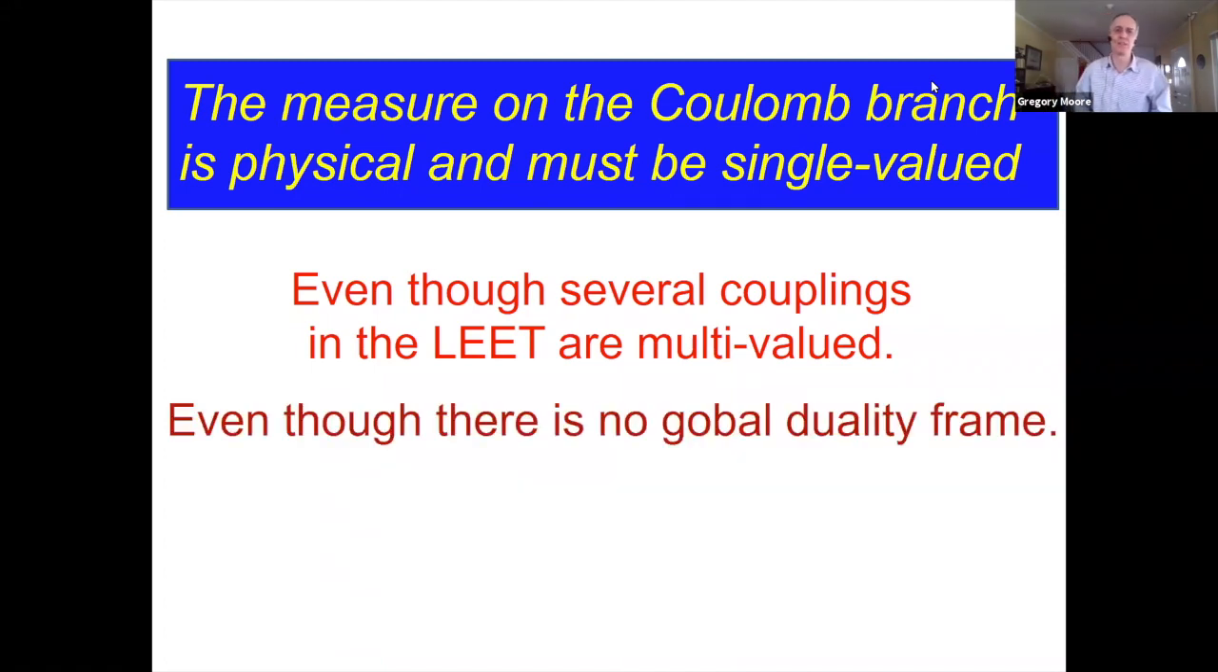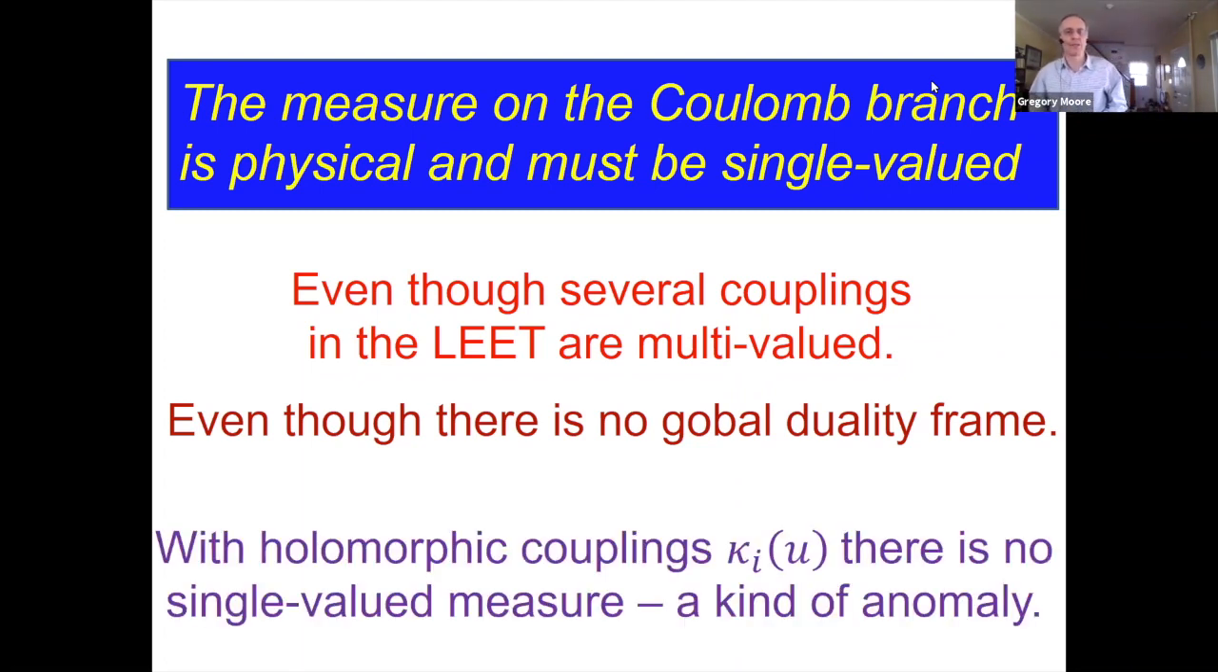In fact, there's not even a global duality frame. There's not even a global notion of what is the photon. So it turns out that with holomorphic couplings, there's no single valued measure. So it's a kind of anomaly. I don't know how to phrase it in terms of the standard theory of anomalies, but to me, it's a kind of anomaly. As I'll explain later, this has important implications for the class S generalization of these results. And by the way, we also give very explicit formulae for these couplings, which are non-trivial.